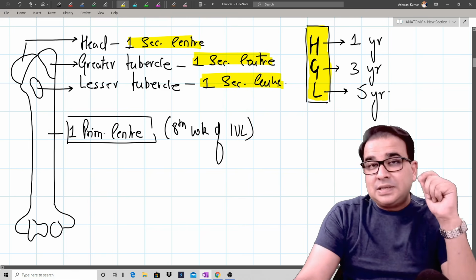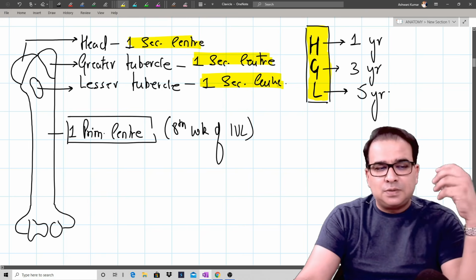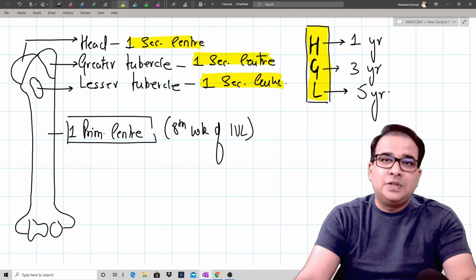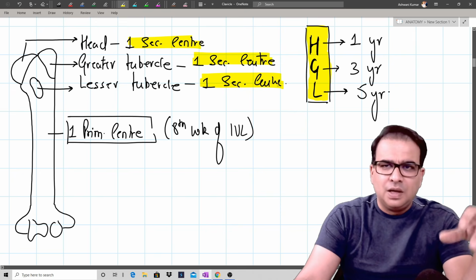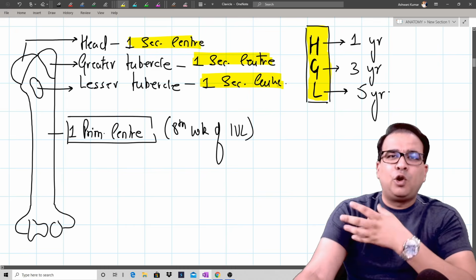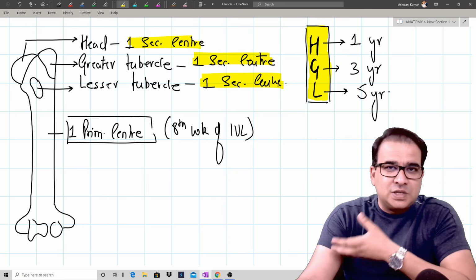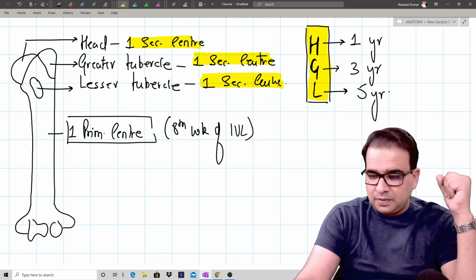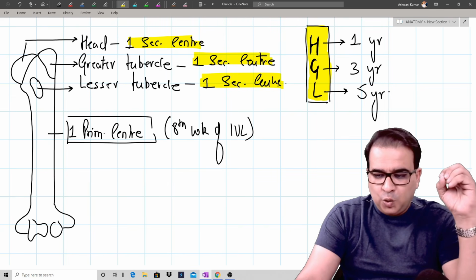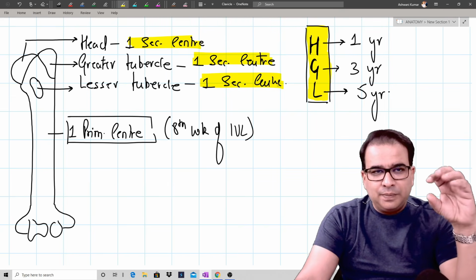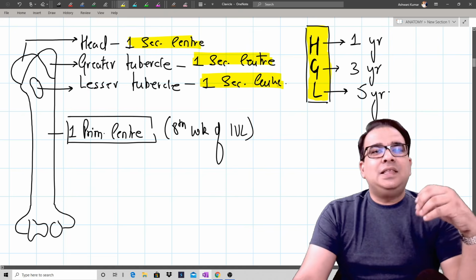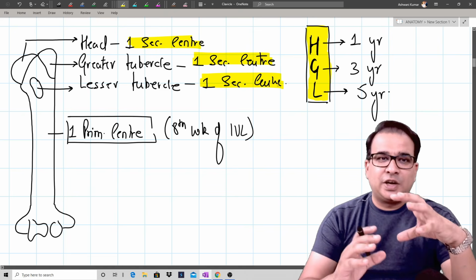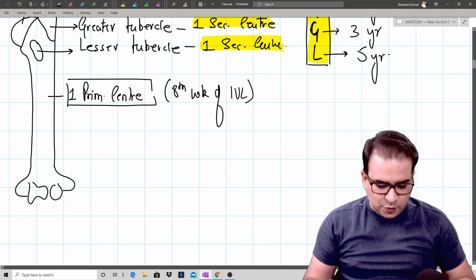Now when we talk about the secondary centers for the lower end, it is wise to discuss them together with the radius and ulna upper end also, because when you look at the radiograph, you will not be looking at the lower end of humerus alone. You must be looking at the radial head and the olecranon process. So there's a way to remember the ossification of the lower end of the humerus and the upper end of the radius and ulna in a conjunctive way.